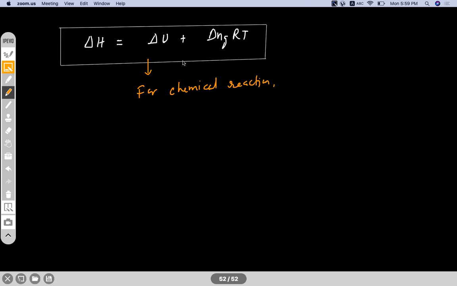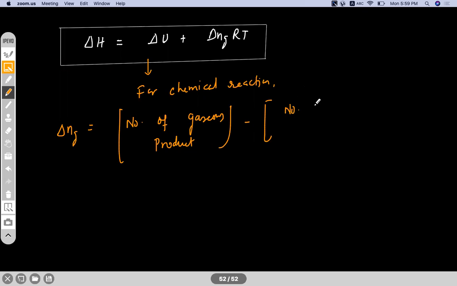Once again, Delta NG is the number of gaseous products minus the number of gaseous reactants. Number of gaseous product and gaseous reactant. Correct? Look at this example here.